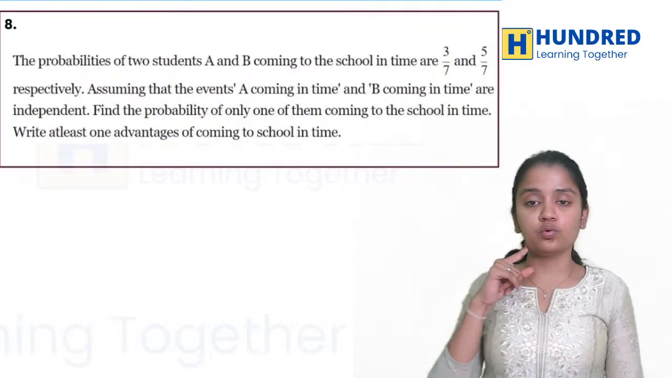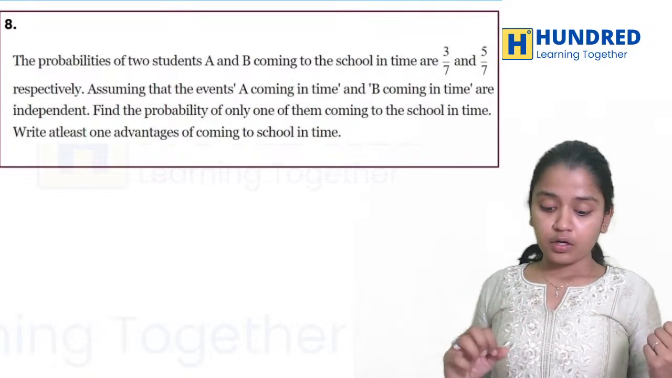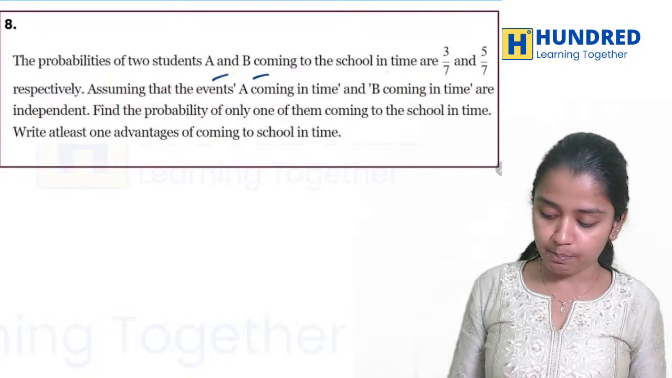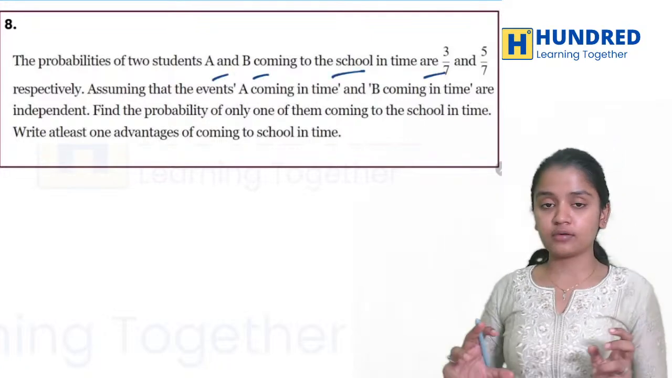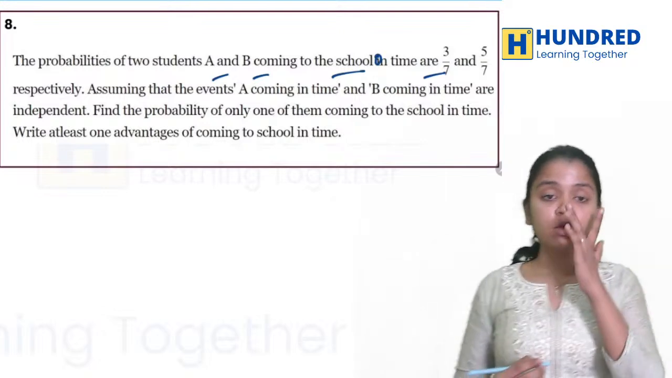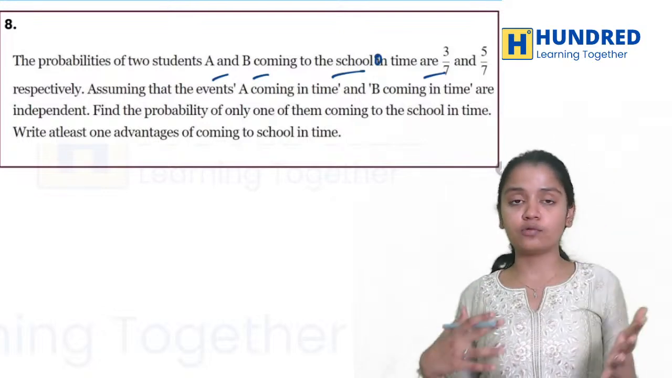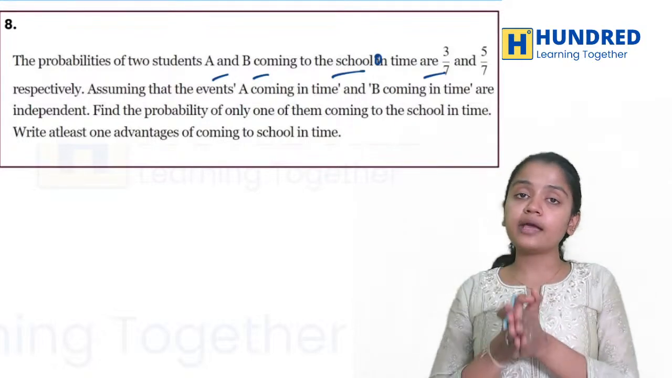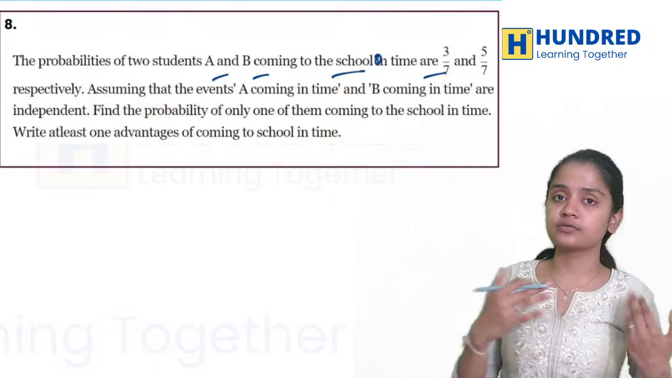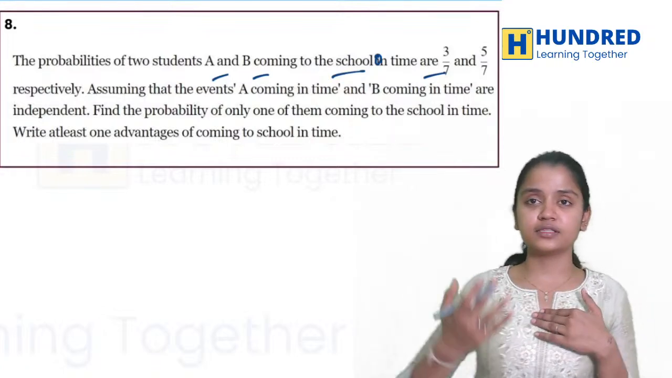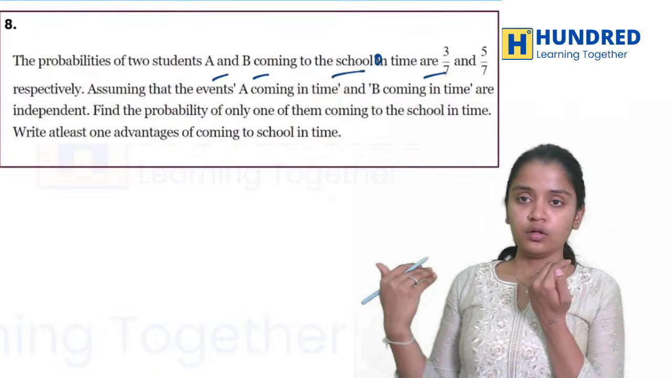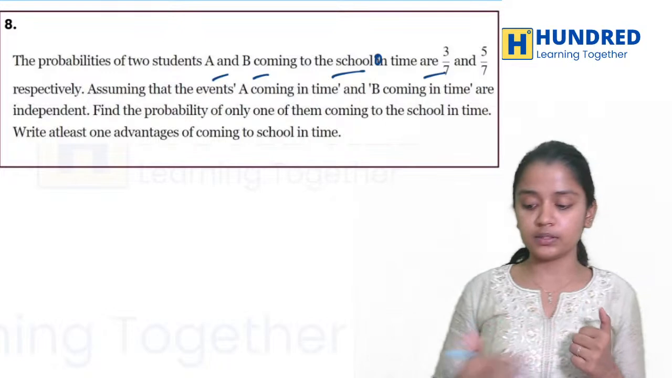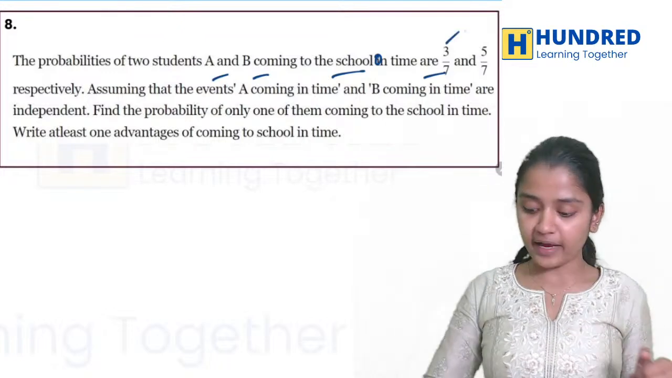So the next one, if you see, the probability of two students A and B coming to school on time. The probability of student A or student B coming to school on time. If school starts at 8 o'clock, it is the probability of reaching at 8 itself. There are two students, for example like myself, Harismita, and both coming on time have probabilities 3/7 and 5/7.